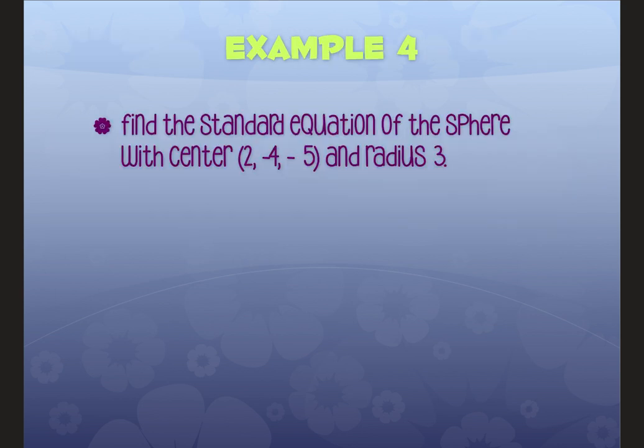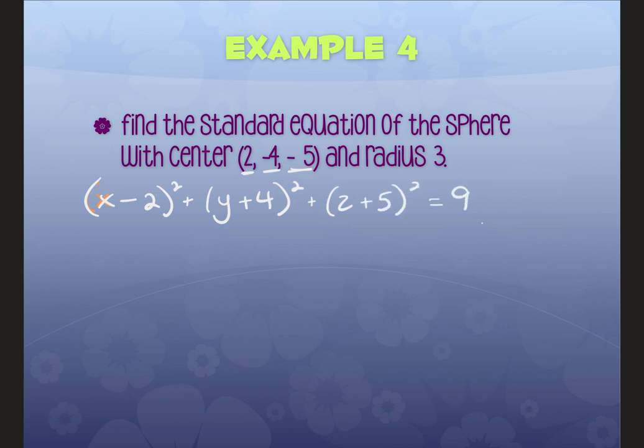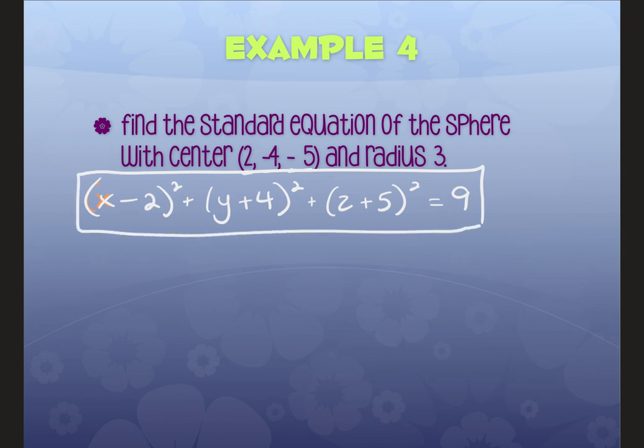So in example 4, it says find the standard equation of the sphere with center 2, negative 4, negative 5, and radius 3. Again, it's x minus the h, which is 2 squared, plus y minus that negative 4 becomes plus 4 squared, plus z minus the negative 5 becomes plus 5 squared equals 3 squared, which is 9. So there's your standard form of your sphere.